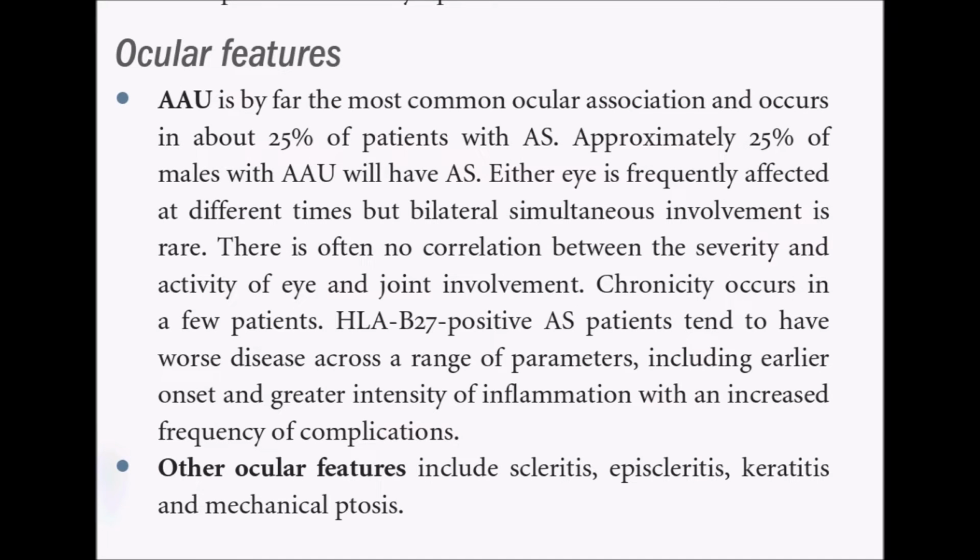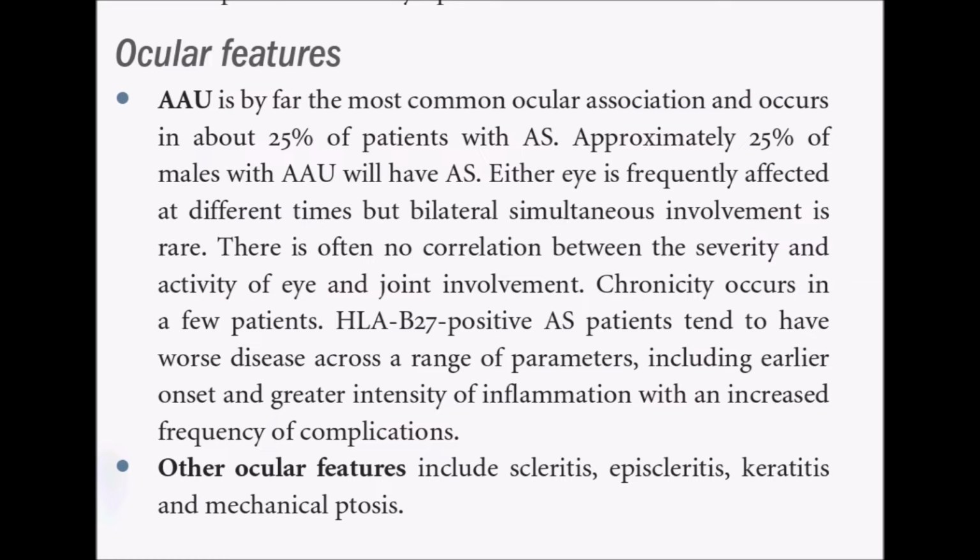Ocular features include most commonly acute anterior uveitis, which occurs in 25% of patients with ankylosing spondylitis. Approximately 25% of males with acute anterior uveitis will have ankylosing spondylitis. Either eye is frequently affected at different times, but bilateral simultaneous involvement is rare. There is often no correlation between the severity and activity of eye and joint involvement. Chronicity occurs in a few patients.